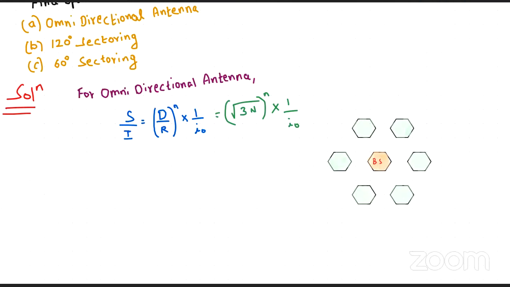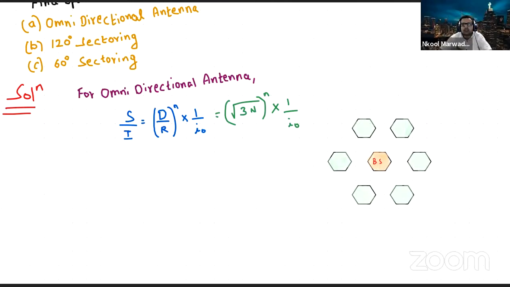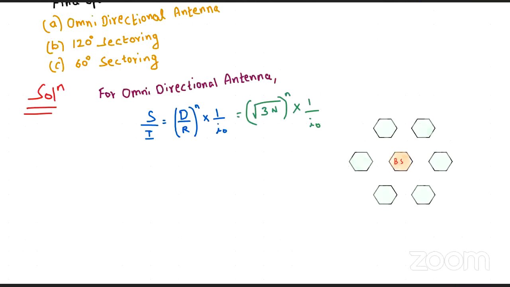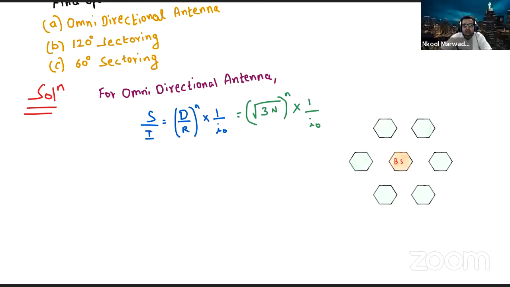We have already seen this scenario in one of the theory classes, and we will discuss it very soon. But let us first focus on the omnidirectional case and solve it. What is given in the question is simple: the minimum S by I is given. S by I should be at least 12 dB.